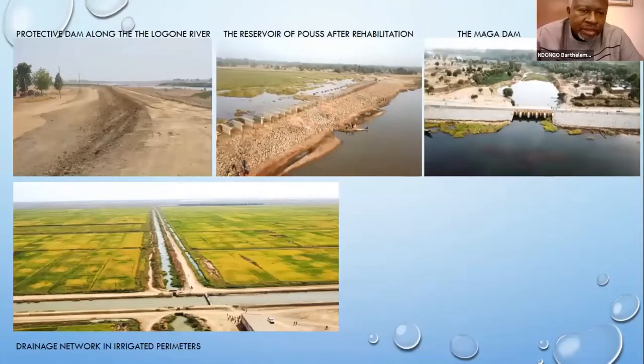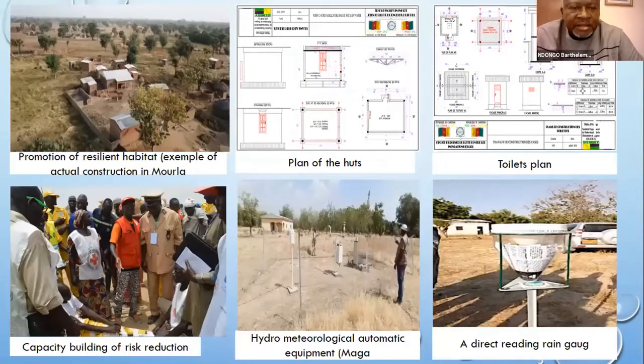Some pictures showing the work that has been done in terms of infrastructure. You have the protection dam along the Logone River. You have the Maga Dam after rehabilitation, and you have the drainage network in irrigated perimeters. Here also, a resilient habitat has been developed with an appropriate foundation with a certain elevation in such a way that when flood occurs, people are safe and nothing is affected by water.